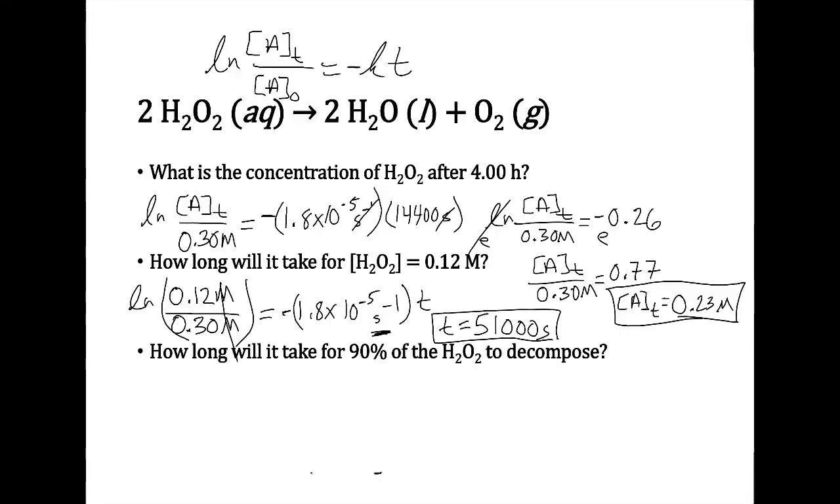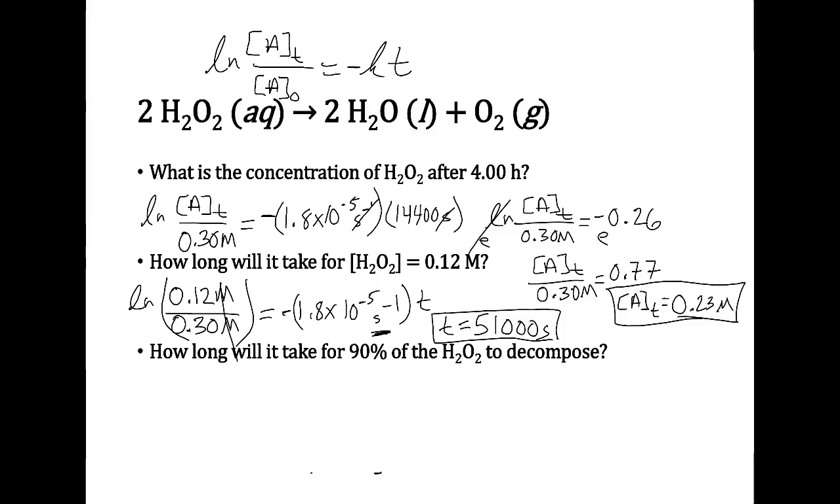All right, let's pick up where we left off. So in this example, we want to know how long it will take for 90% of the hydrogen peroxide to decompose. There's a couple of ways to do this. The first way is to say, okay, if 90% has decomposed, that means 10% remains.